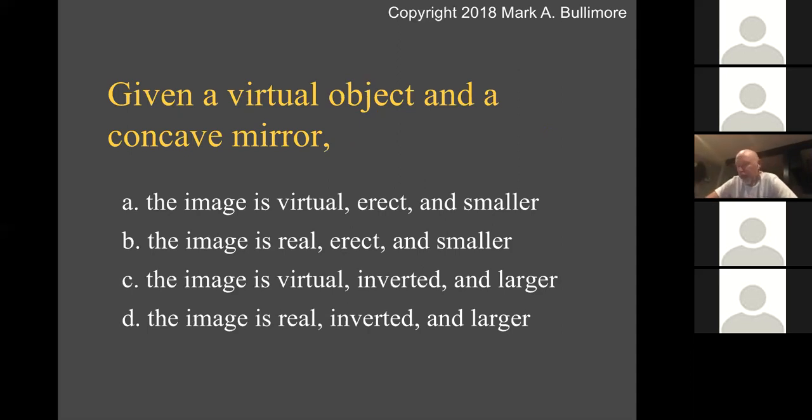So I've got a virtual object, the object vergence is positive. I've got a concave mirror, the power is also positive. So I've got two positives adding together, okay? So I'm going to end up with an image vergence that is even more positive. So positive image vergence, whether it's a mirror or a lens, will give me a real image.